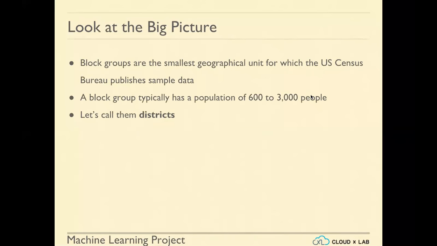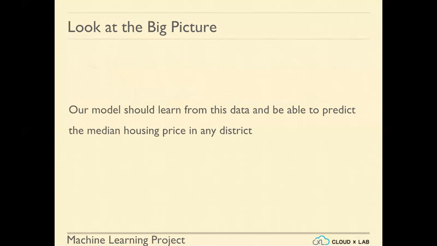Okay, so this block, or we can call them districts, a block or a district has a population varying from 600 to 3,000 people. Blocks, or block groups, are basically the smallest geographical unit for which the US Census Bureau published the sample data. All right. So our model should learn from this data and be able to predict the median housing prices in any district.